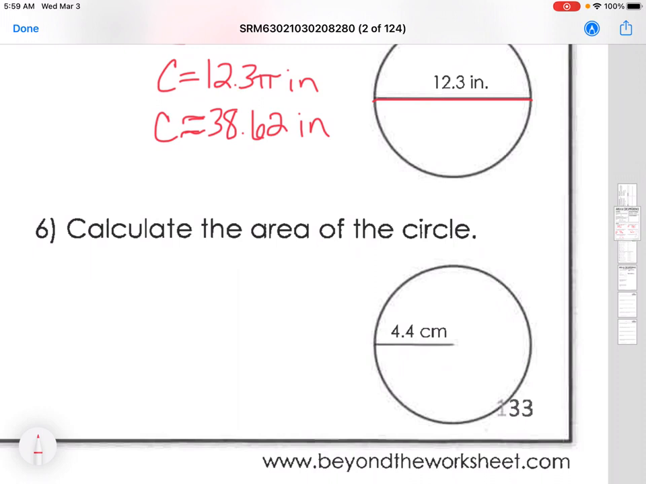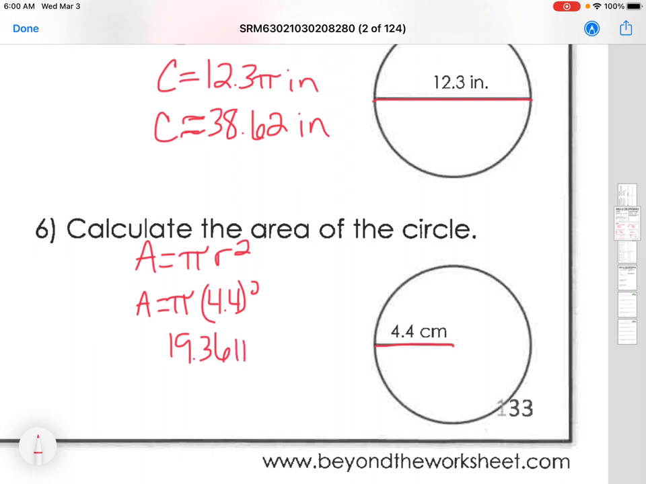Calculate the area of the circle. So now our line only goes halfway across. So that tells me it's giving me my radius. So pi times radius squared. So 4.4 squared would be 19.36 pi square centimeters. Or estimate that to be 60.79 square centimeters.